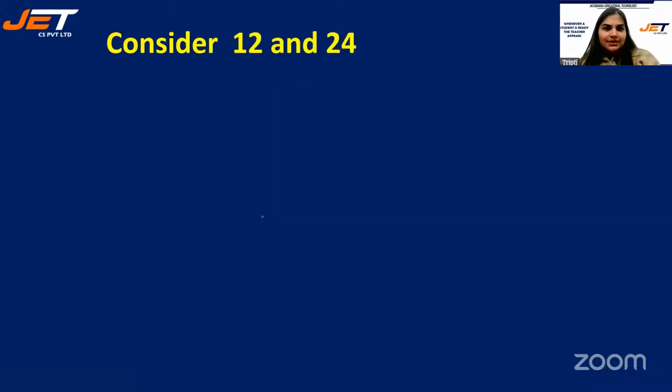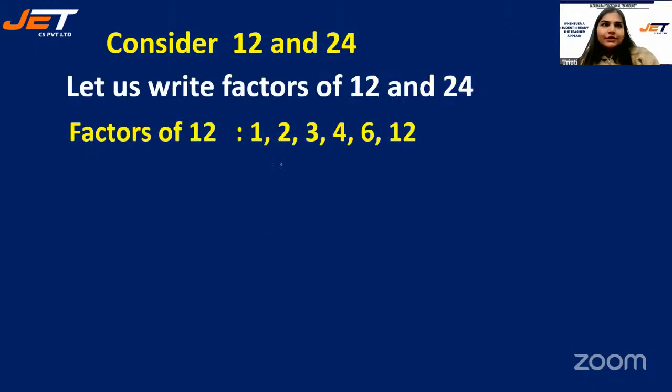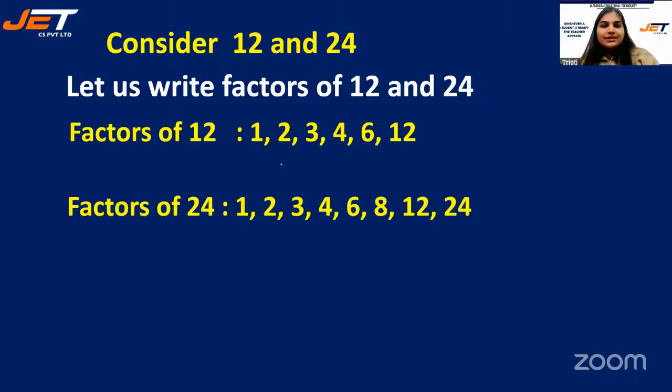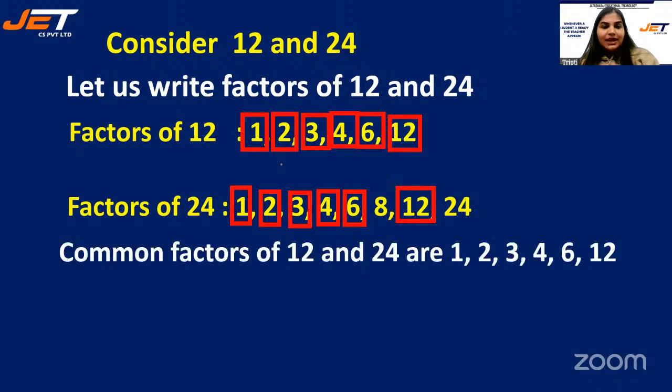Moving on to the next, 12 and 24. Please find out the HCF of 12 and 24. So, factors of 12 are 1, 2, 3, 4, 6, 12. And factors of 24 are 1, 2, 3, 4, 6, 8, 12, 24. Now, the common factors are 1, 2, 3, 4, 6, 12. But the highest common factor, HCF, is 12.